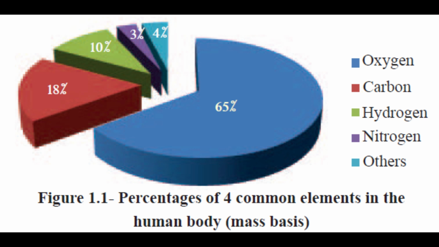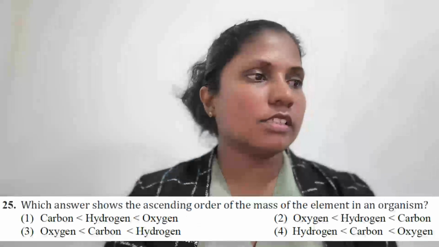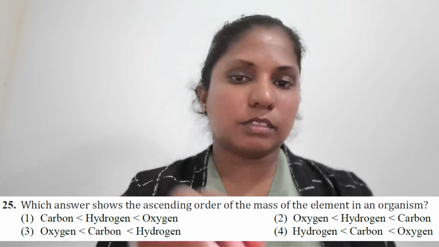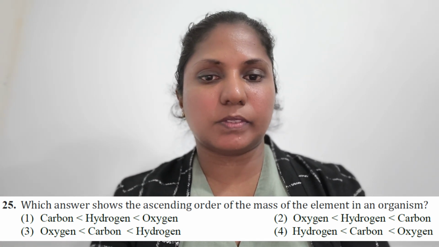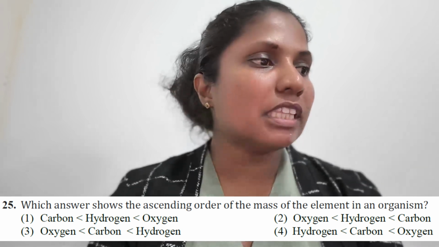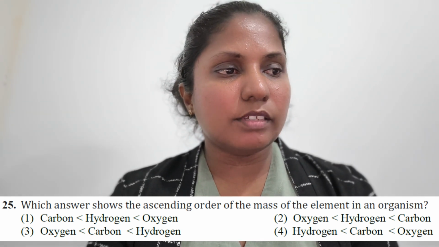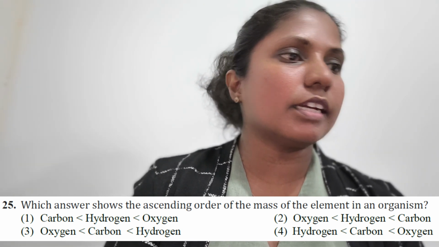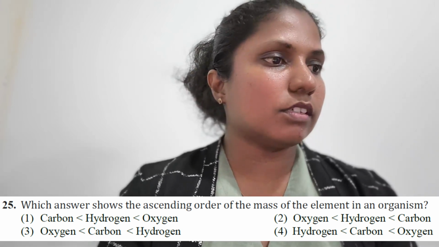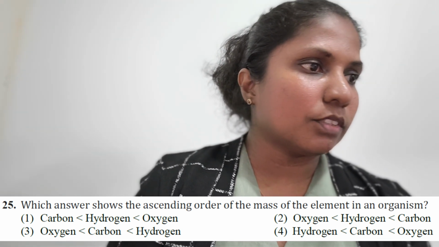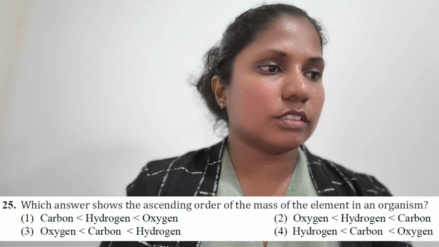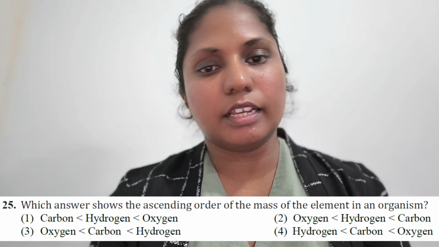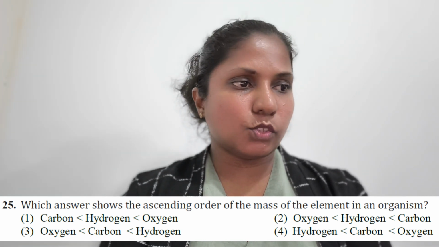the mass percentage. So in this question, they require the ascending order. Ascending order means from the smallest percentage to the largest percentage. So with the given answers, the smallest percentage should be either hydrogen or nitrogen, but in here it's hydrogen. So it should be an answer that definitely starts with hydrogen. And the second lowest is carbon. The largest percentage is in oxygen. So the answer should be answer number 4.